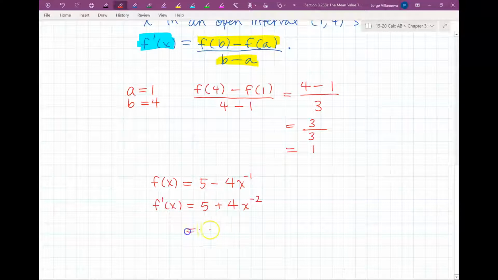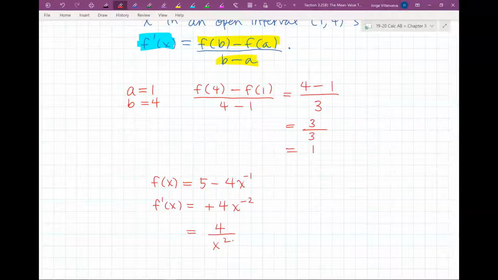Now let me just try to clean this up a little bit. 5 plus 4 over x squared. Oh, wait. Yeah, I'm sorry, I just realized that. Thank you. Yeah, the 5 should go away. This should be 4 over x squared. Sorry about that. Or actually, if I rewrite it the way I had before, negative 4x to the negative 2, which would be positive, it should be 4 over x squared. Okay, so there's my derivative.